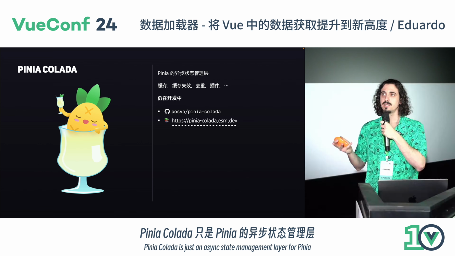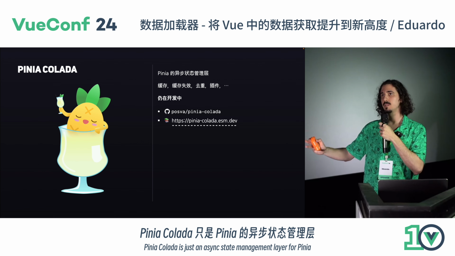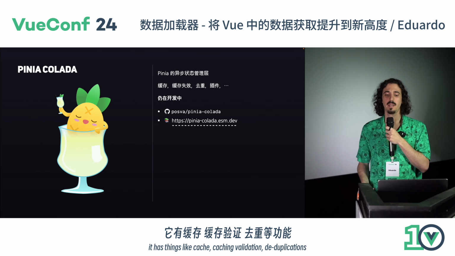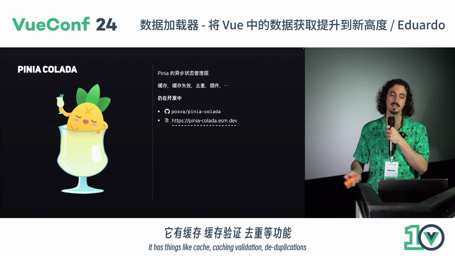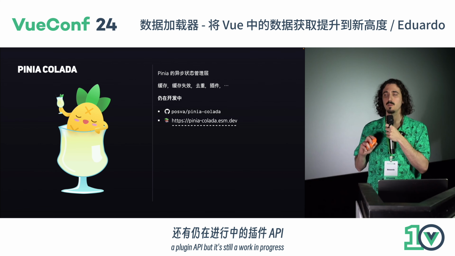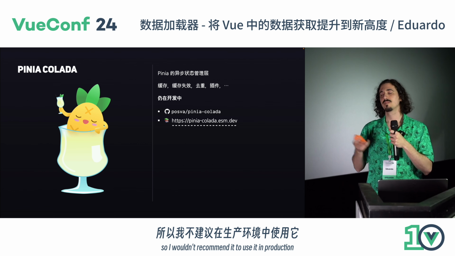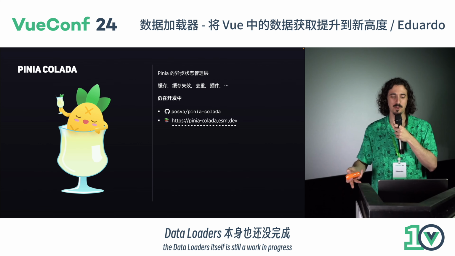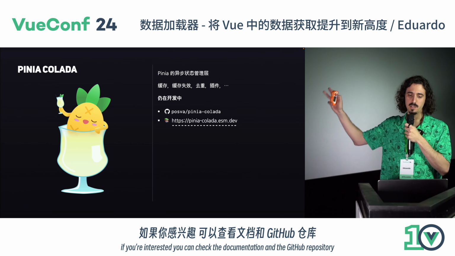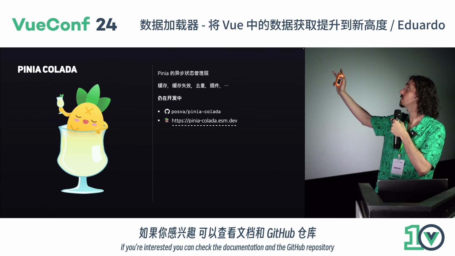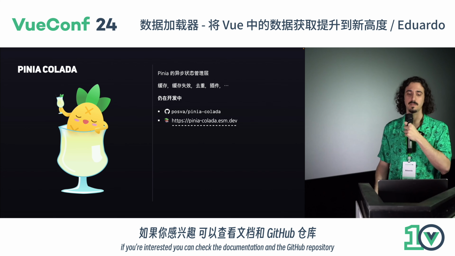Pinia Colada is just an async state management layer for Pinia. It has things like caching, validation, deduplication, a plugin API, but it's still a work in progress, so I wouldn't recommend using it in production. The data loaders themselves are still a work in progress too. If you're interested, you can check the documentation and the GitHub repository.